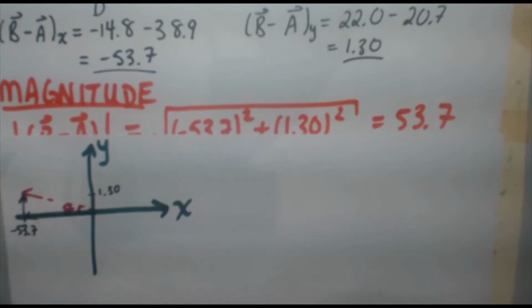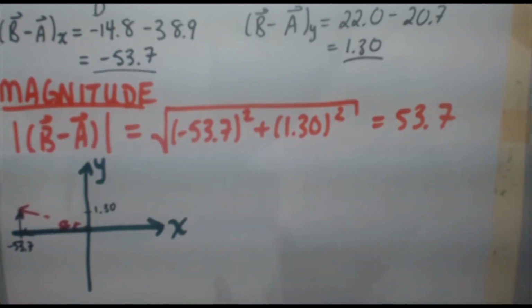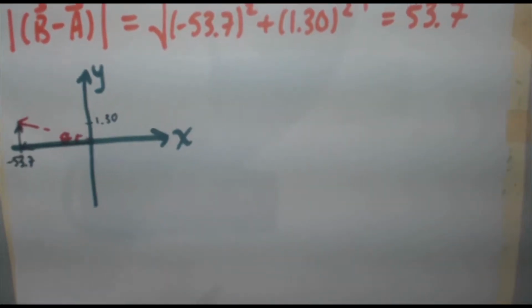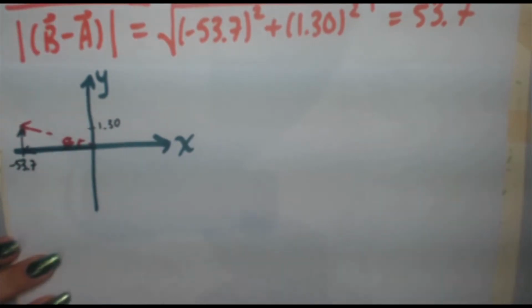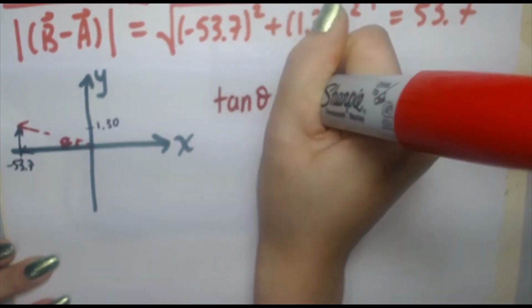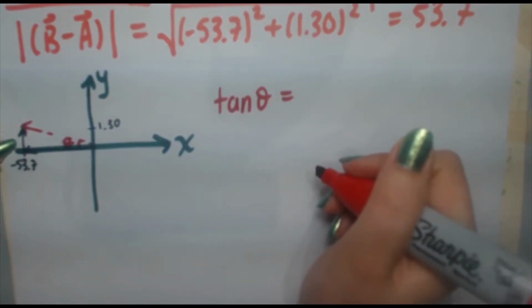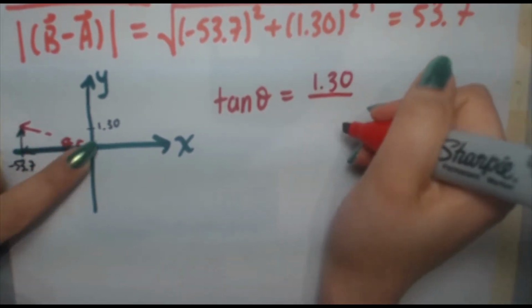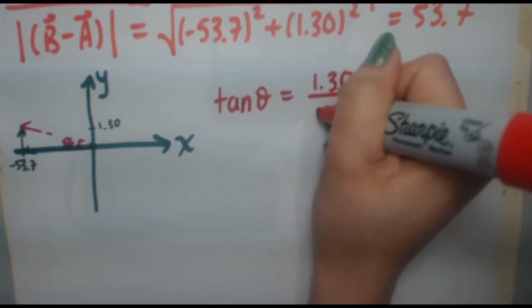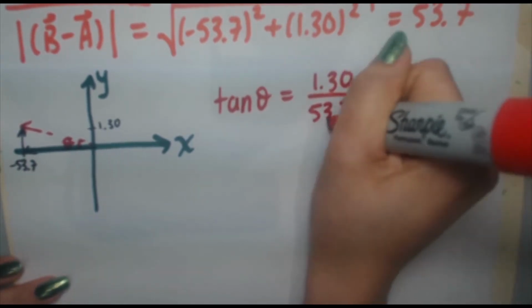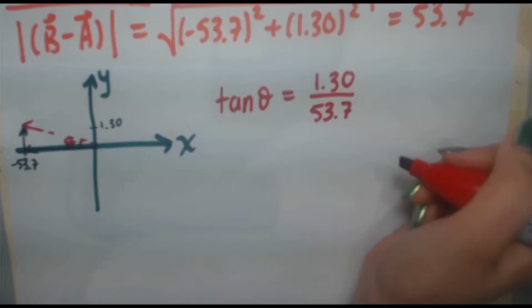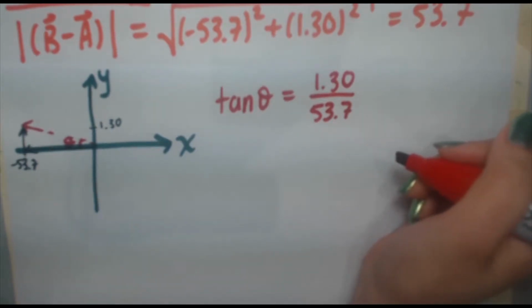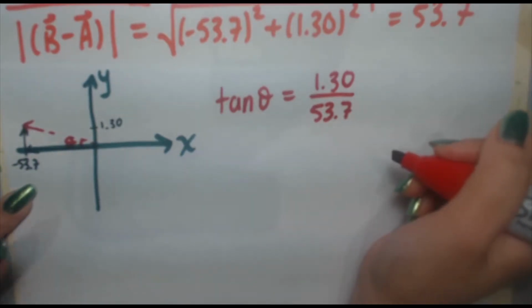Now, in order to find the angle, just as we've always done before, we're going to do our tangent calculation because we're given the opposite and adjacent sides. So the easy trigonometric identity to use there would be tangent. So tan theta is equal to opposite, the height of this right angle triangle, which is 1.30, over the adjacent to this angle, which is 53.7. Now, you might be asking, why is she not putting in negative 53.7? I'll be perfectly honest with you, there are some people who do. I personally don't put the sign in. I go based on the picture, and you'll see why in a second.